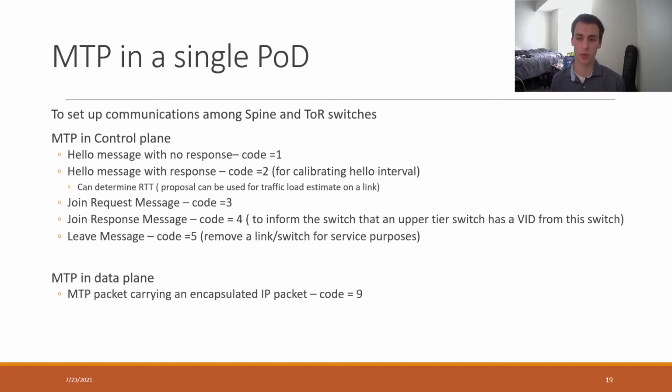MTP uses multiple messages in the control plane. Hello messages with a response, which are used for calibrating the hello interval, join requests and join responses, which are used for VID assignment, and leave messages that are used to remove a link or a switch. In the data plane, MTP packets contain an encapsulated IP packet.